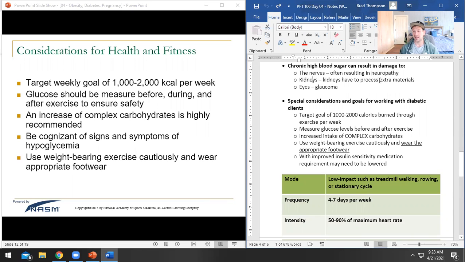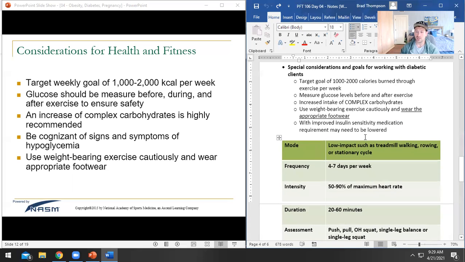We will also, like I said, see kidney problems. Your kidney has to process extra materials, and so it has to keep up with that. Remember, your kidneys are basically like a Brita filter. They're filtering out stuff all the time. If it has extra stuff to filter, it can get clogged. And then glaucoma, like I said, damage in the eyes, right? So special considerations we want to make.